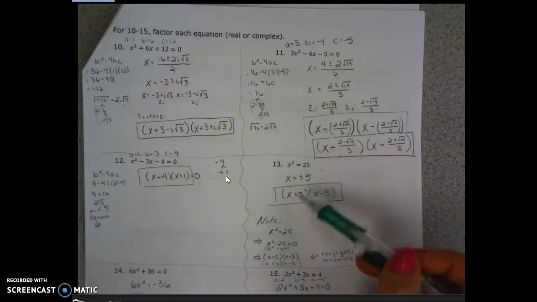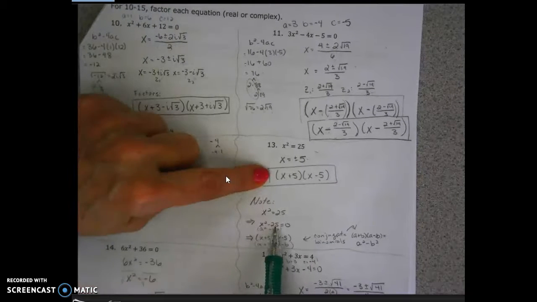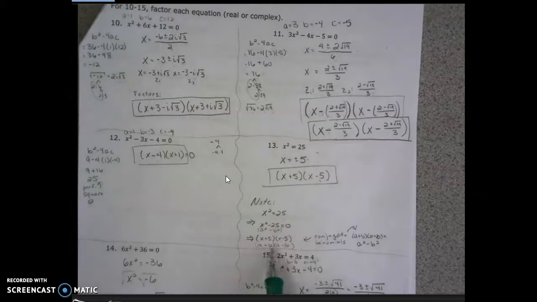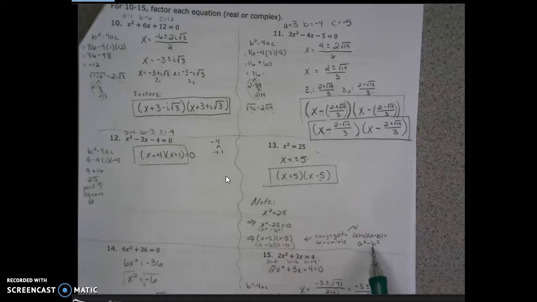If you really look at number 13, if I had set this problem up as x squared minus 25, you might start seeing a relationship between conjugate binomials. When you multiply conjugate binomials, that's what these two things are, the result is a squared minus b squared.